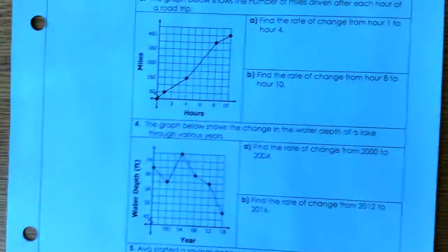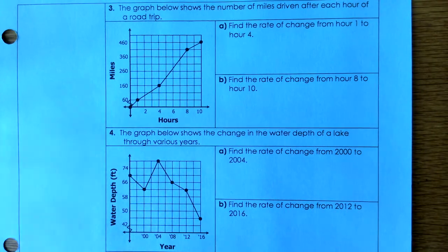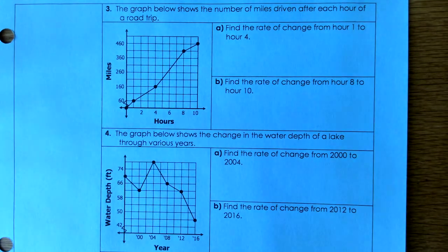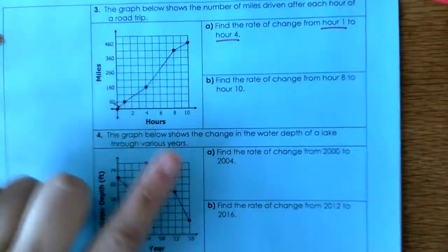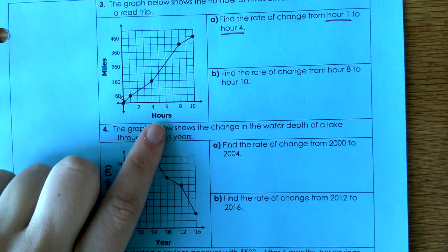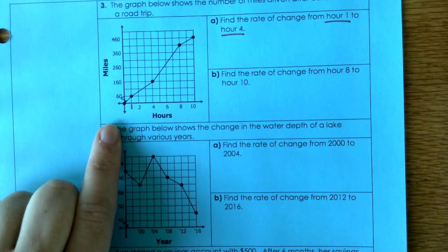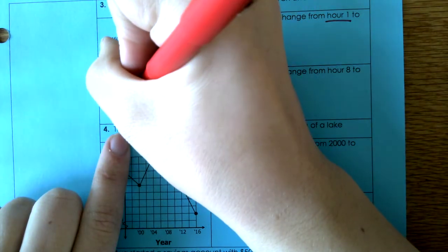Now you see we're given some graphs, and we have to figure out what we are doing with these graphs. It says the graph below shows the number of miles driven after each hour of a road trip. Part A of this problem is to find the rate of change from 1 hour to 4 hours. For 1 hour, if you look down here, it says hours on the bottom. So I'm going to find my 1. My 1 would be right there on my graph. For 1 hour, where do I have a dot? I have a dot right here. So this is going to be my first point for 1 hour.